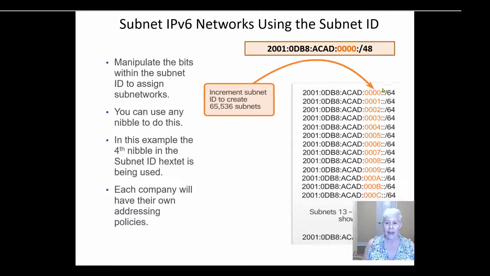0000. Now this is a /64 because remember this hextet is 16 bits. The next hextet takes me to 32 bits. The third hextet takes me to 48 bits. Now I'm using the entire fourth hextet, which is another 16 bits. 48 plus 16 equals 64. That's how we arrive at the 64 bits.